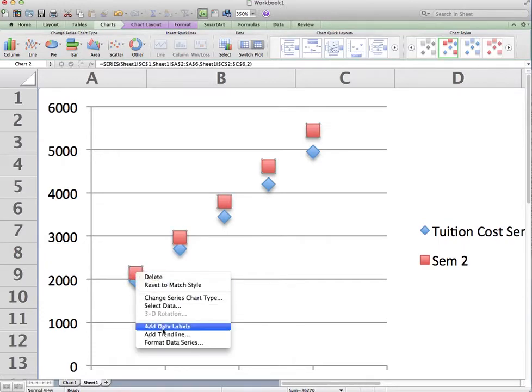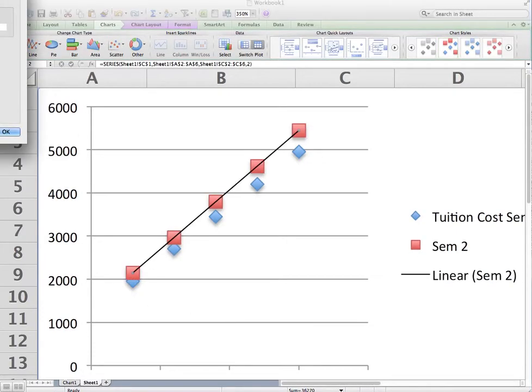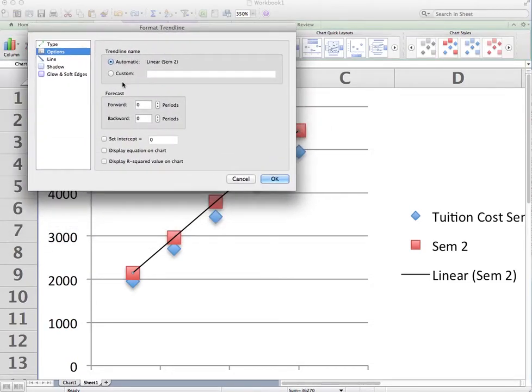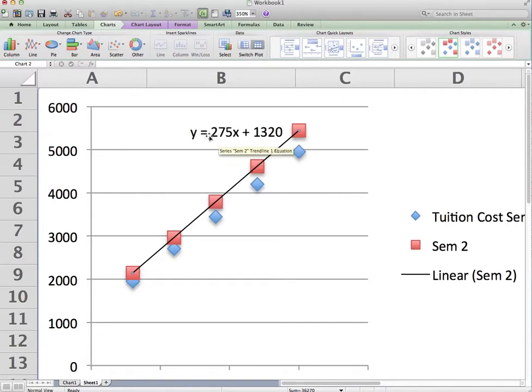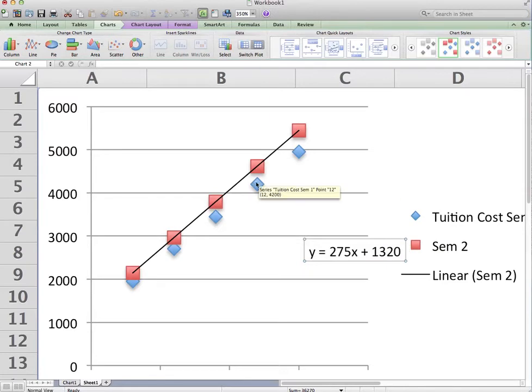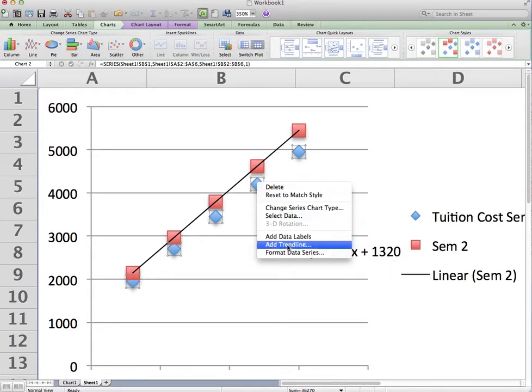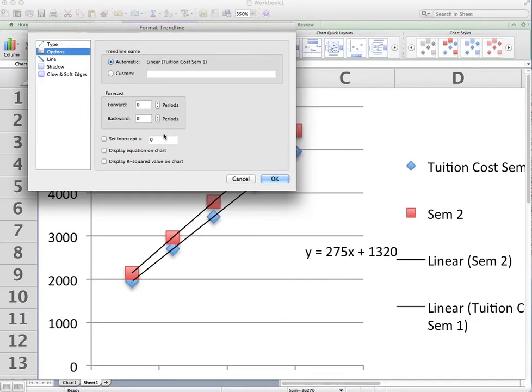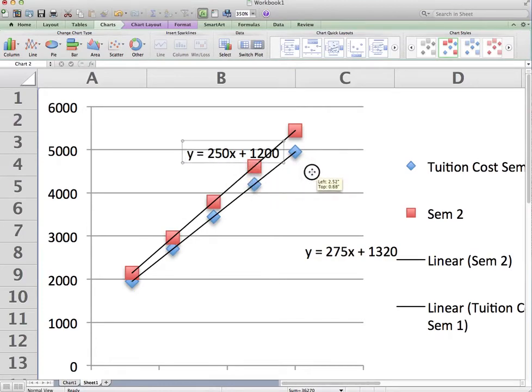I'm going to right click, add trend line, then go over to options. It automatically did it as a linear, but I think I can switch around from automatic. Display equation on chart, and make sure you have linear chosen, and there it is. So here's our equation. I'm going to put it right here by semester 2 so I can keep track. Then I'm going to go ahead and make this one too. I'm going to add another trend line, options, display equation on chart, and go OK. Now I'm going to put this one over here by that one, so now I know which one's which.